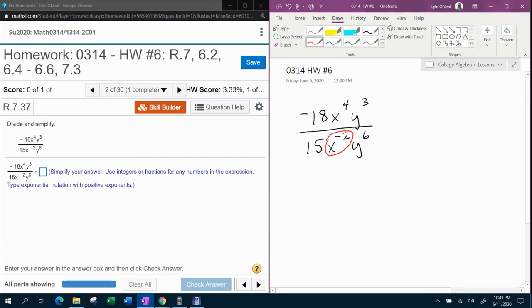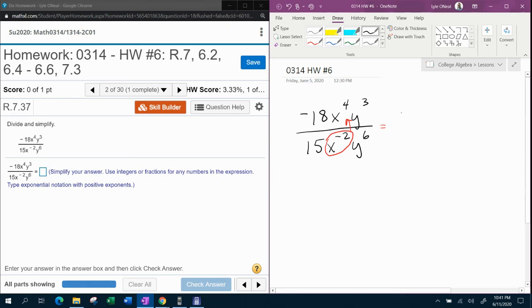And if he is negative in the denominator, if he's unhappy in the denominator, then he wants to move up to be happy. So any variable with a negative exponent, if you move it to the top, it'll make it positive. Or vice versa, if the exponent is negative in the numerator, you can move it down to make it positive.